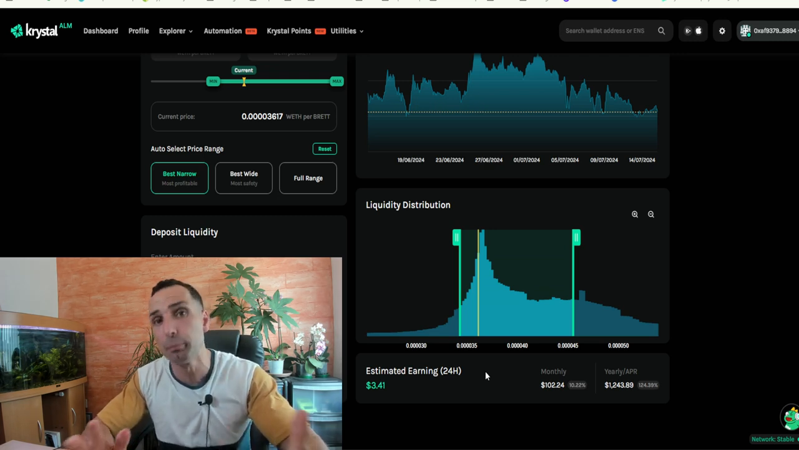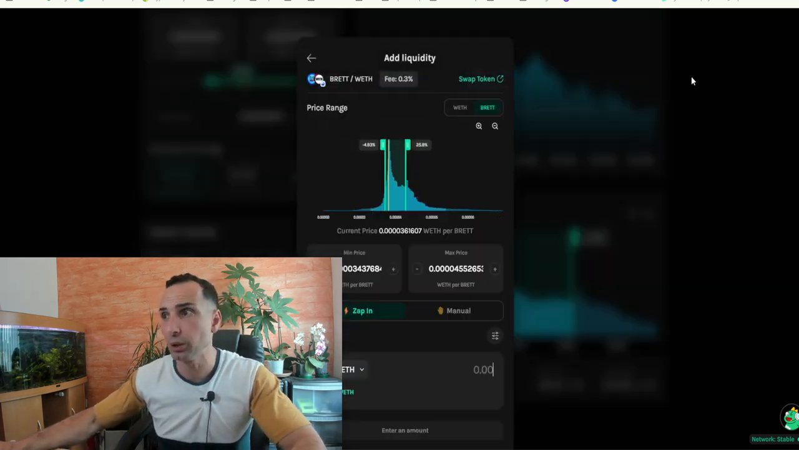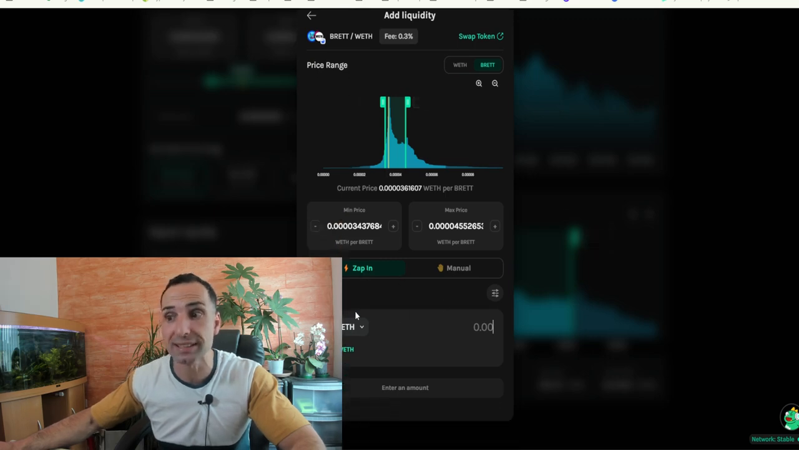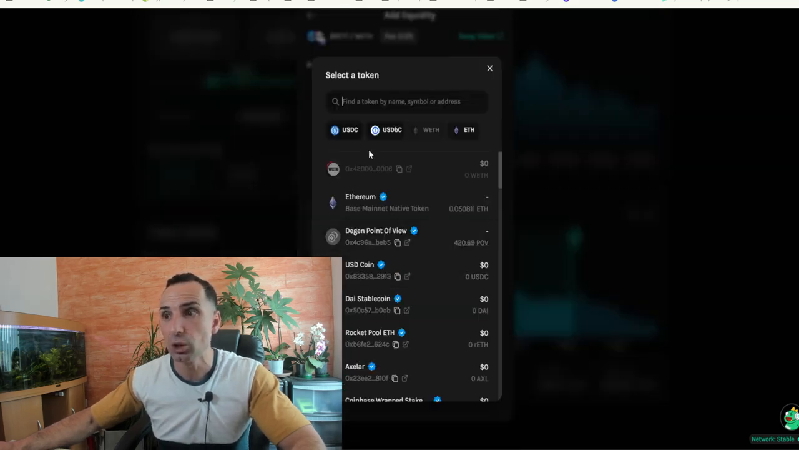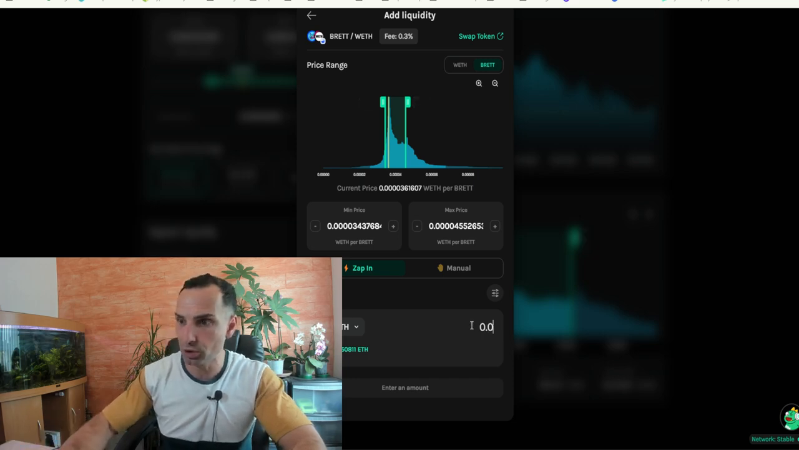Sometimes you're going to earn more, sometimes you're going to earn less. So let's add the liquidity. You go to add liquidity, make sure you connect to the wallet, and here you can zap in. That's the beautiful stuff. You zap in one token only. I have Ethereum in my case, and I have 0.05, so I'm going to put 0.04.